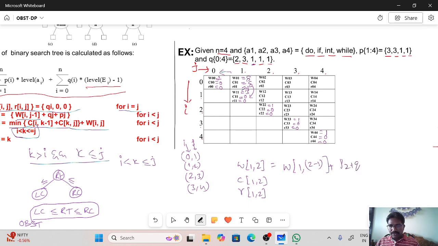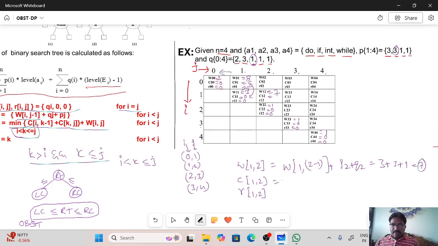So P2 plus Q2. That is nothing but, what is the W11? 3 plus what is the P2 value? P1, P2. So 3 plus what is the Q2 value? Q0, Q1, Q2. Remember, unsuccessful always begin with indexing 0. So 1. So what is the value it is having? 7. So that is the 7 I am going to assign for weight of 1 2. Now I am going to find the cost of 1 2.